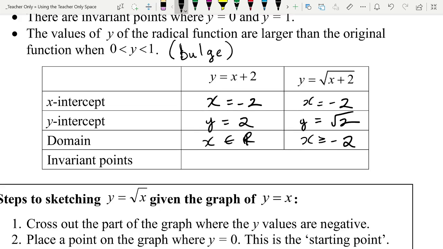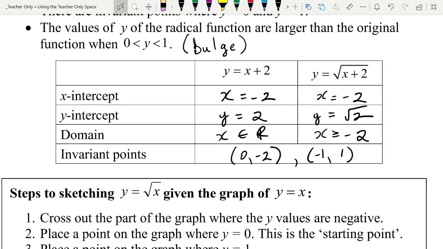And the invariant points are, we pointed them out just as y values, but let's actually write them as points. Look back at the graph and you'll see that those are the 2 points right there.